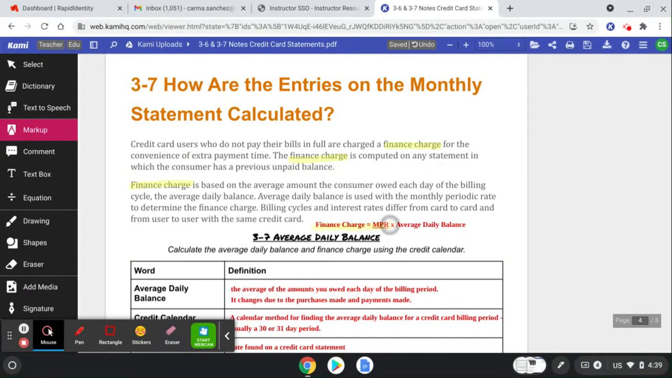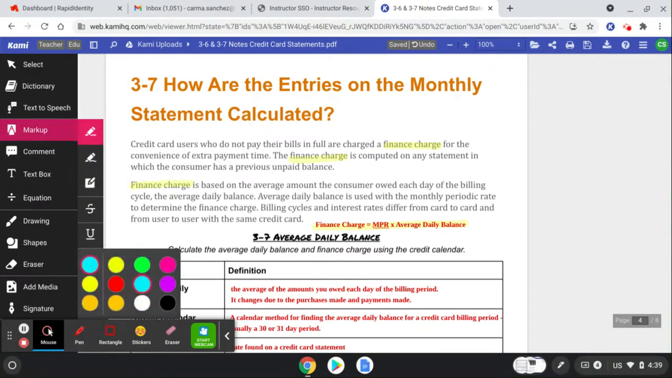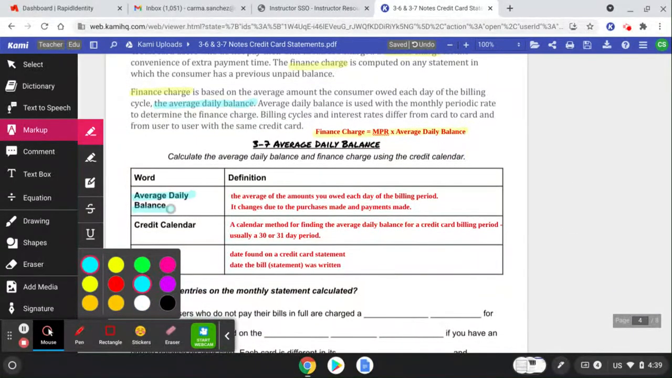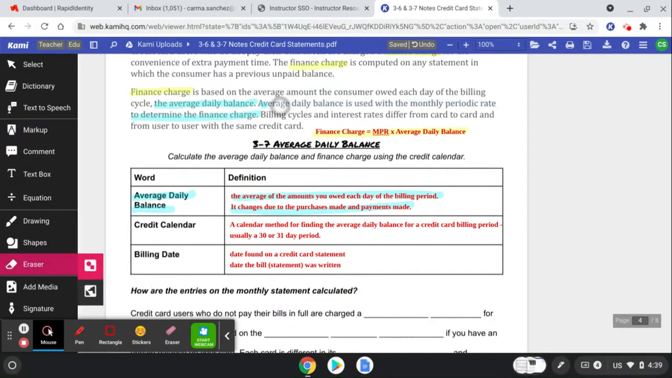So this finance charge formula, we're going to need this later, but in order to get that finance charge, we have to learn how to calculate this average daily balance. The average daily balance is the average amount you owed each day of the billing period, which changes due to the purchases that you made. So we've got to get that average daily balance and use the monthly periodic rate to multiply to get that finance charge eventually. So that's our goal here. Let's learn how to calculate that average daily balance.